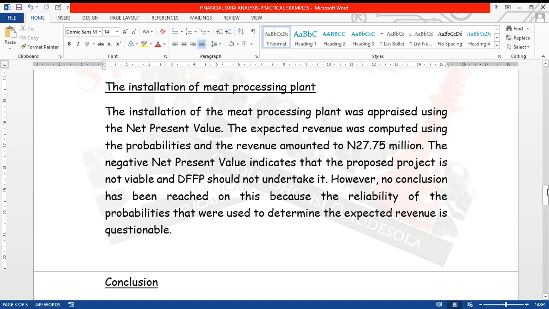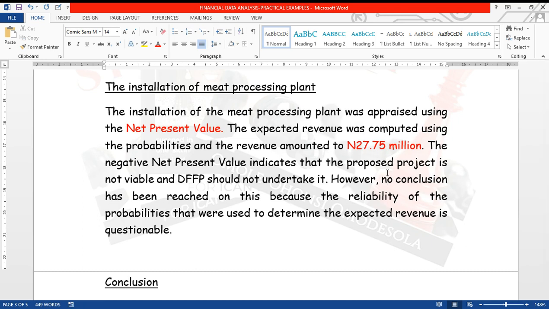Do you understand? Now, in this case, look at what is the tool that was used to appraise. Talk about it. That's the first thing. What is the tool that was used to appraise? In this case, it was net present value. Then what did you determine? The expected revenue was computed using probabilities, and the revenue amounted to 27.75 million. So with that data that was given, what did you actually determine?